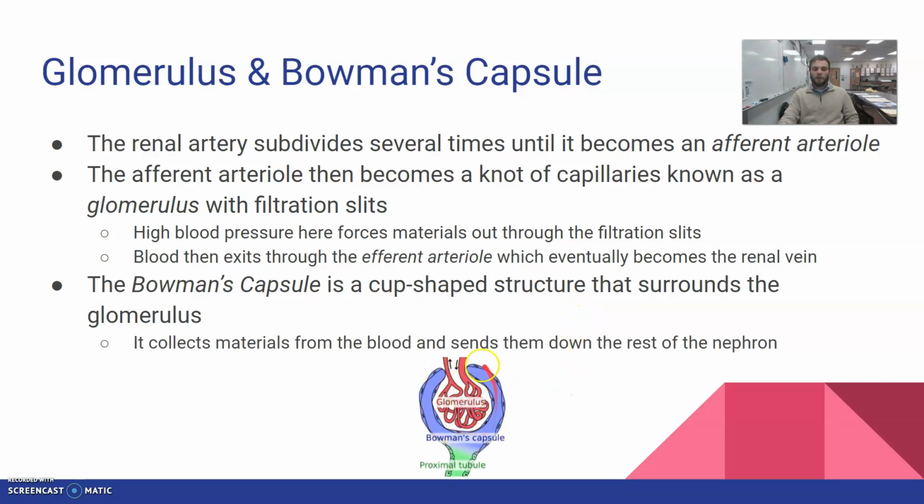Here you can see a little more of that cup shape, that C shape here. When we talk about it being a C shape, that's just because we're looking at it in two dimensions. But there's the glomerulus, and there is the Bowman's capsule. Anything that is captured by the Bowman's capsule will move down through the rest of the nephron here in the proximal convoluted tubule.